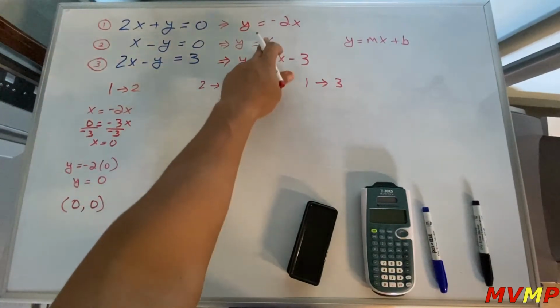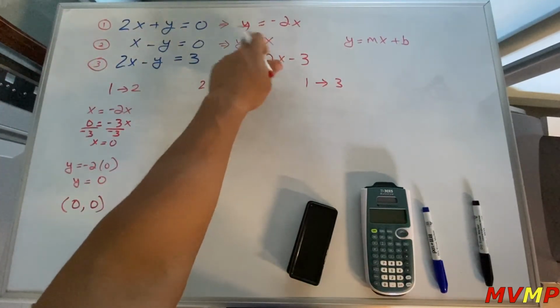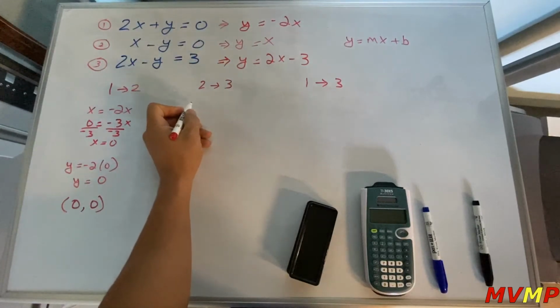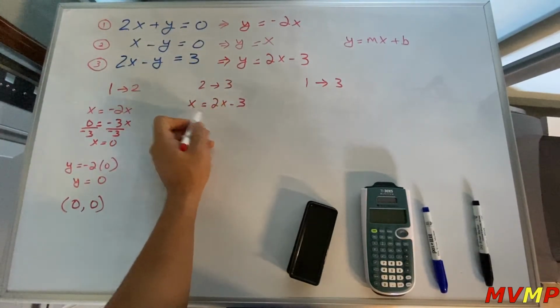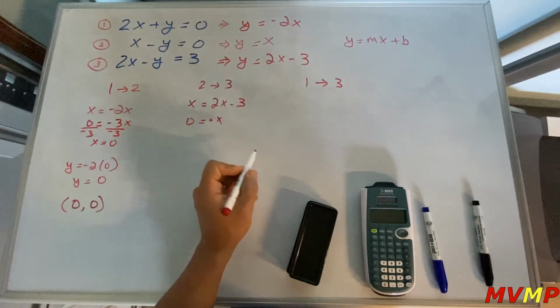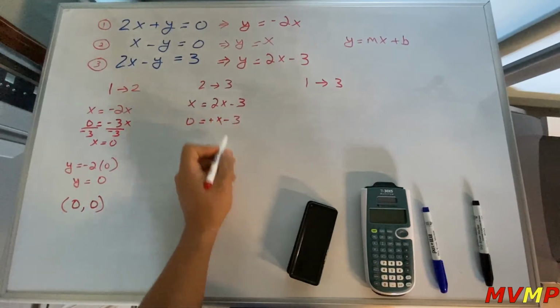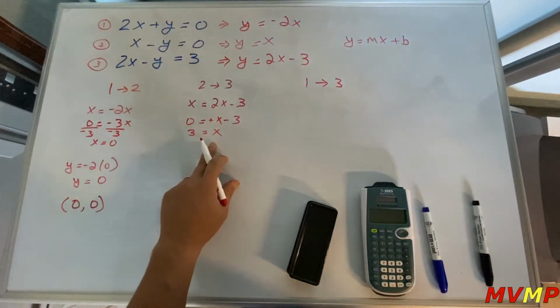Now you do 2 and 3. So you have equation 2 and you have equation 3. You plug in x for y over here. So you get x equals 2x minus 3, subtract it. So it'll actually be x equals 2x minus 3, add 3 equals x. So you get a 3 there.